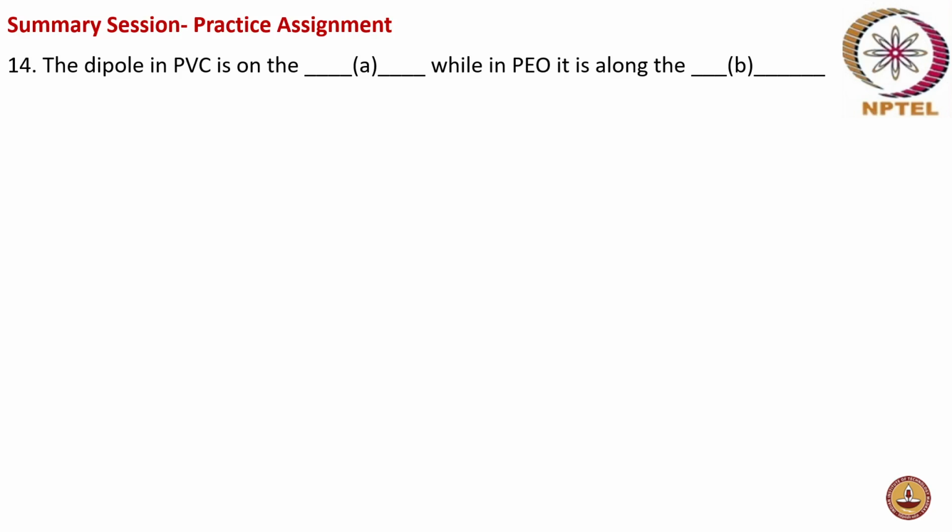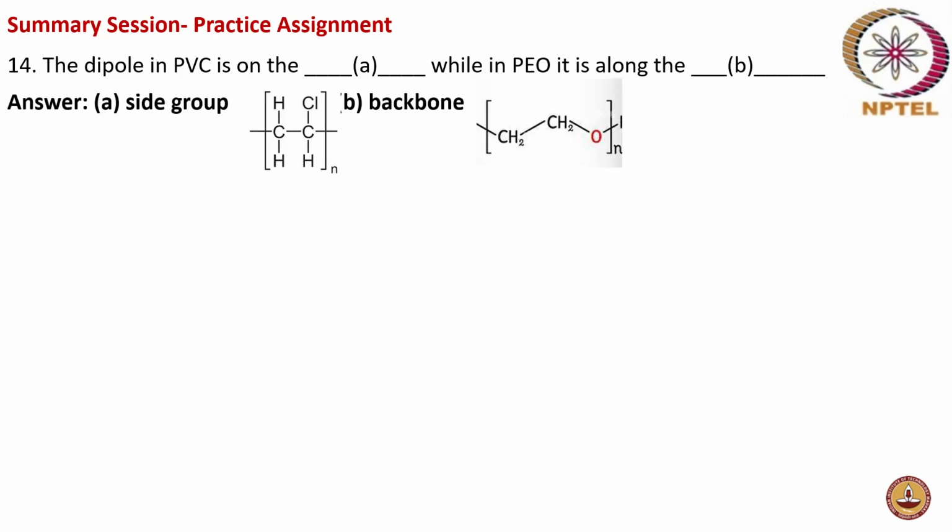You have to think about the macromolecular structure, the chemical structure, the side chain and backbone. In case of PVC, the side group has the Cl, so there will be a dipole orientation because of C and Cl. Cl will be slightly more negative. And in case of PEO, the oxygen is along the backbone.